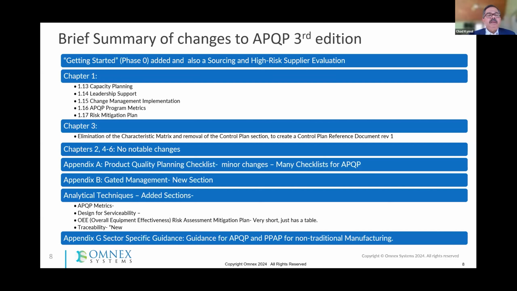All right, then we get to chapters 2 and then 4 to 6, where it's all about the APQP 5 phases. Well, there's an APQP phase 0 that got added in. I forgot to mention that. It's in a getting started section of the manual, and it includes a sourcing and high-risk supplier evaluation.